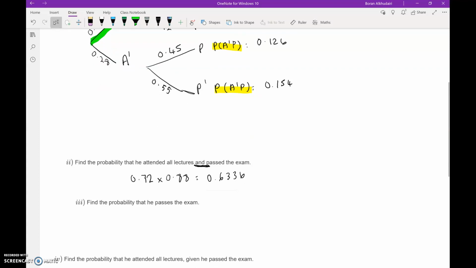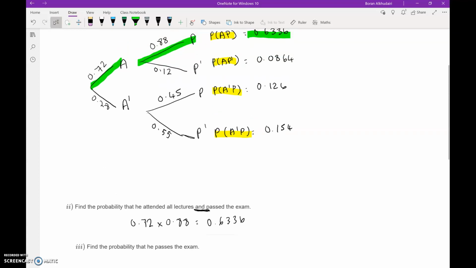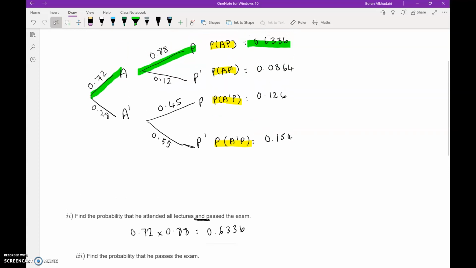Let's keep going. Find the probability that he passes the exam. This is a little bit different. We want the probability that he passes. So let me highlight all the and probabilities of him actually passing.